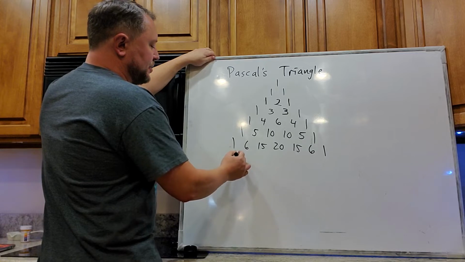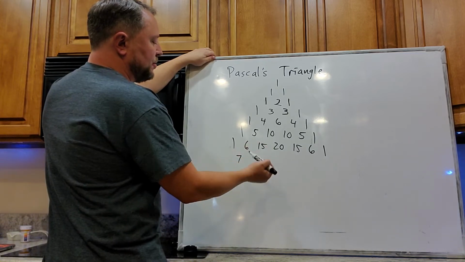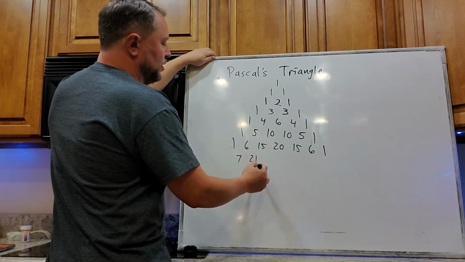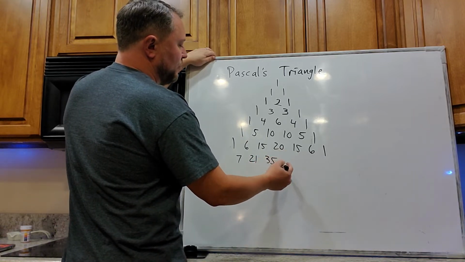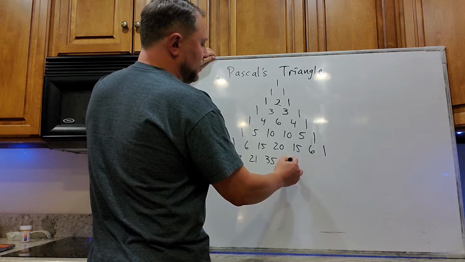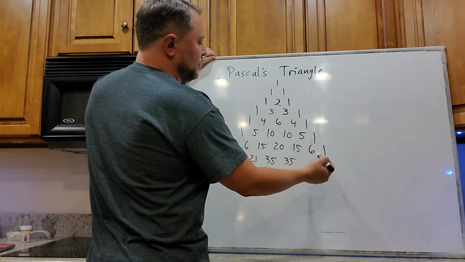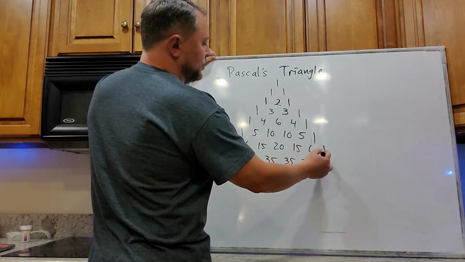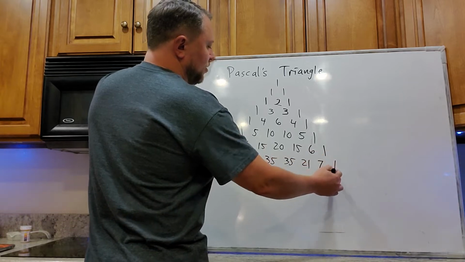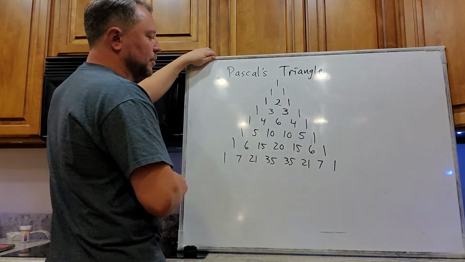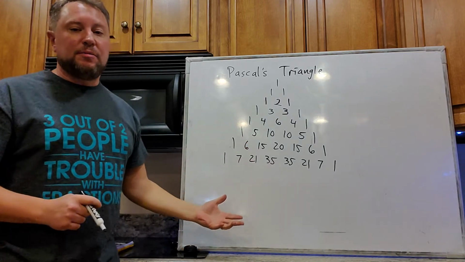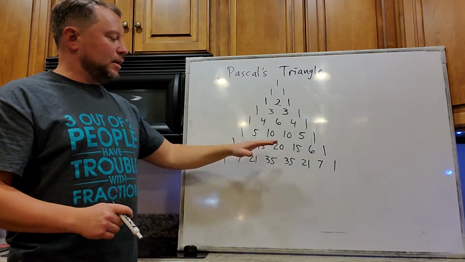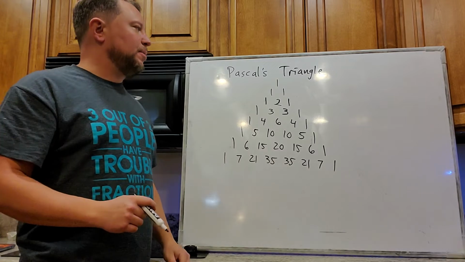1 plus 6, 7. 6 plus 15, 21. 15 plus 20, 35. 20 plus 15, 35. 15 plus 6, 21. 6 plus 1, 7. And don't forget your 1s on the ends. All right, so you see how you can keep doing this forever? Okay, and if you wanted, you could keep going with Pascal's triangle.